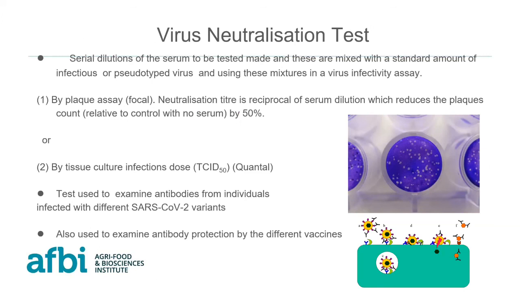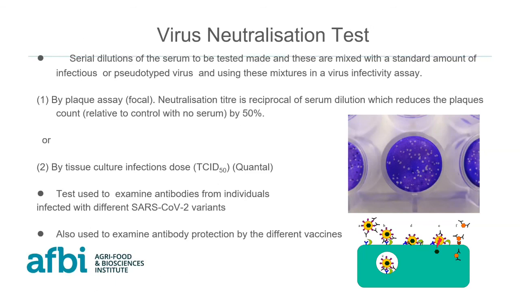And this can be done by what's called a plaque assay, where the virus produces these little holes or plaques in the cell where an individual virus has gone in and replicated and made a hole. So we're looking for a reduction of 50%, and the antibody dilution that gives us that 50% reduction is the titer of your antibody. And then we can do it by another, quantal method, which is actually a bit easier to do.